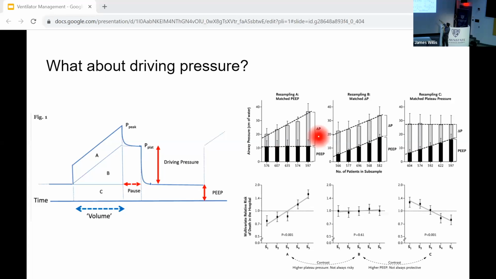So here's a graph where the driving pressure went up, and so did the mortality. The driving pressure went down, and so did the mortality. And when it was kept constant, it didn't change. So again, just another thing to look at on the ventilator when you're looking at the PEEP and the plateau pressure, about if that number is getting too high, you may be running into that area of overdistension.